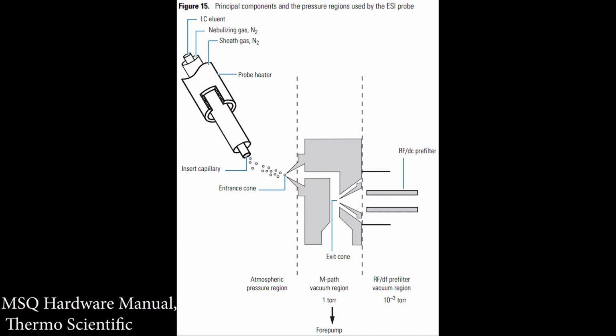That empath is going to help us get rid of neutrals and maintain ions. It's at 1 torr, and it's being pumped. And then the next ion optic beyond that is called an RF DC pre-filter. That's going to help focus the ions, but also it's another step in getting us down to that low vacuum that we need to get to.